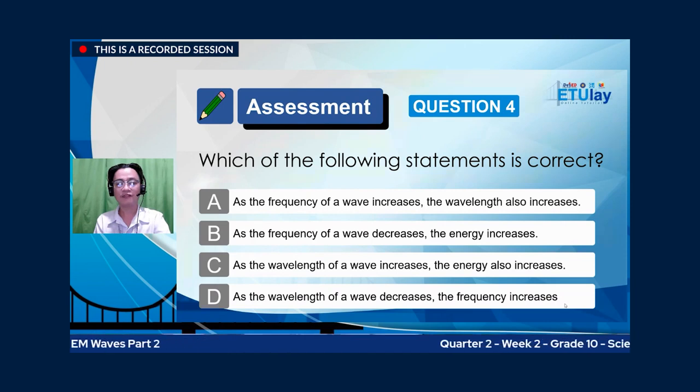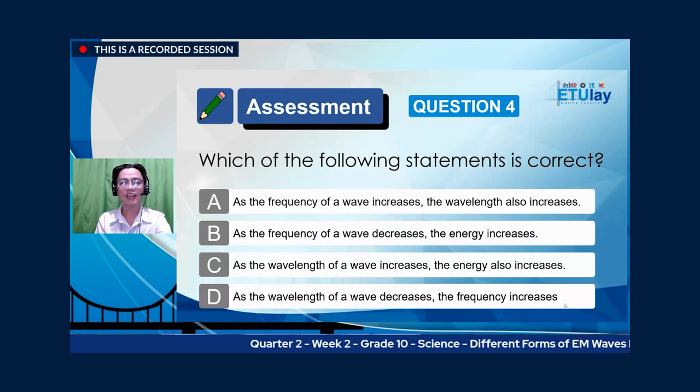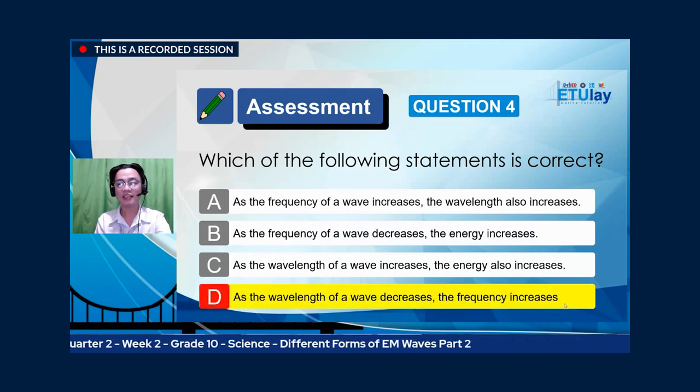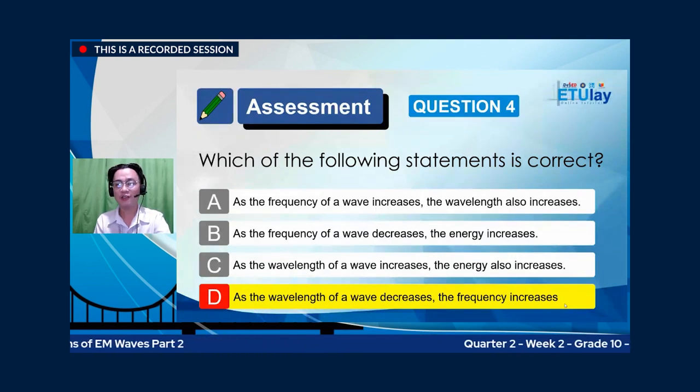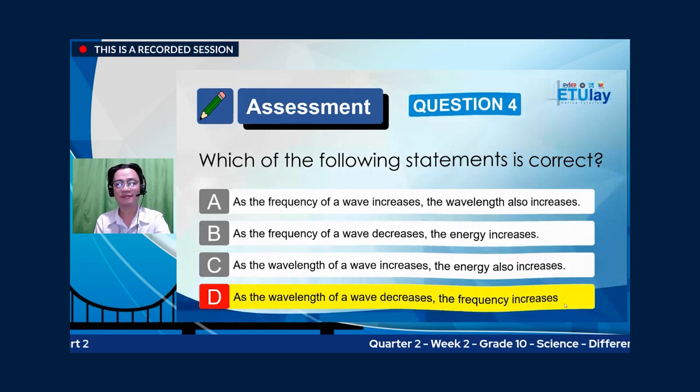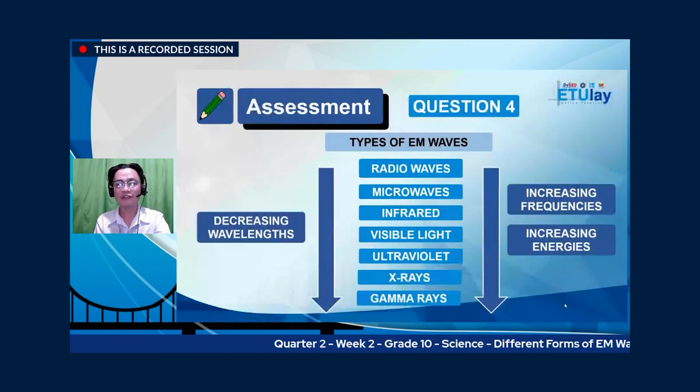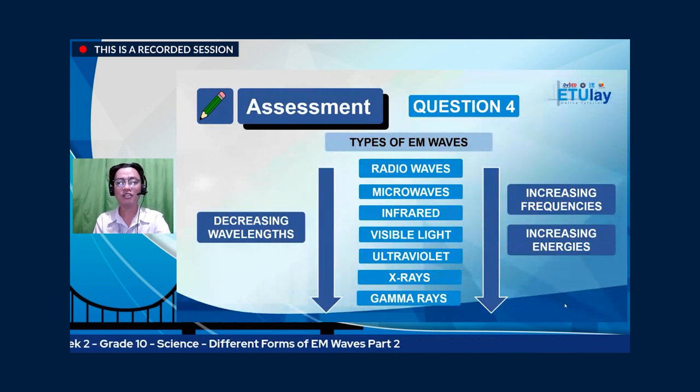Let me count. 5, 4, 3, 2, and 1. If your answer is letter D, as the wavelength of the wave decreases, the frequency increases, then you are amazing. Balikan natin muli ang graphic organizer na ito, Science 10 learners. The natural trend of frequency and energy ranges from radio waves to gamma rays is increasing trend.